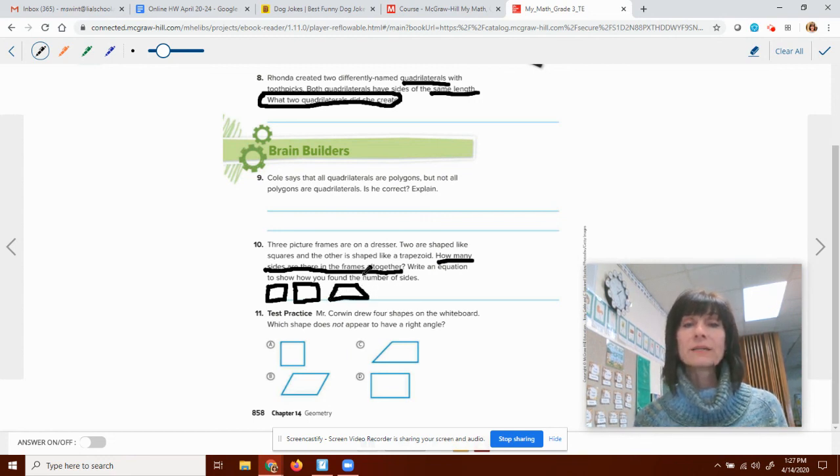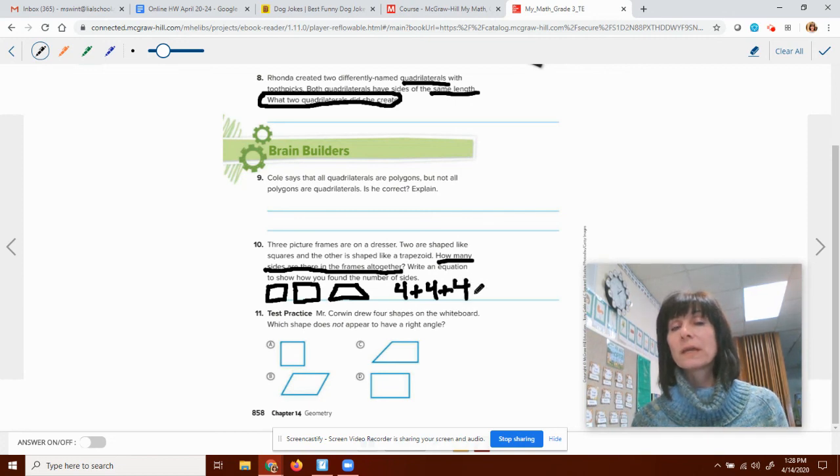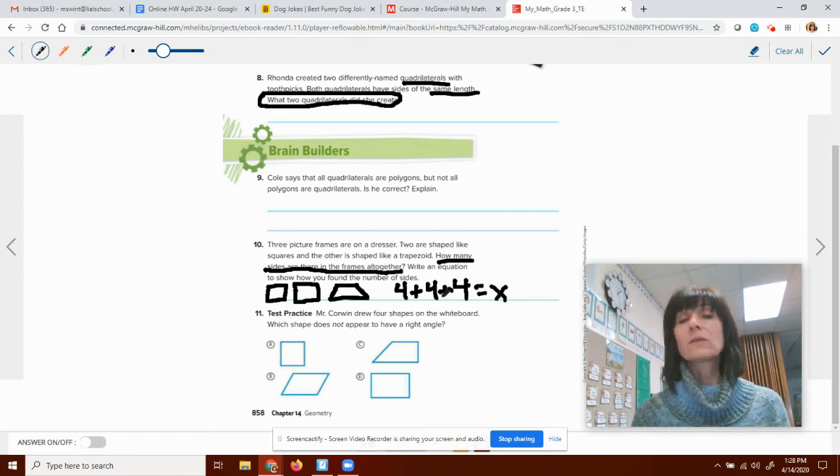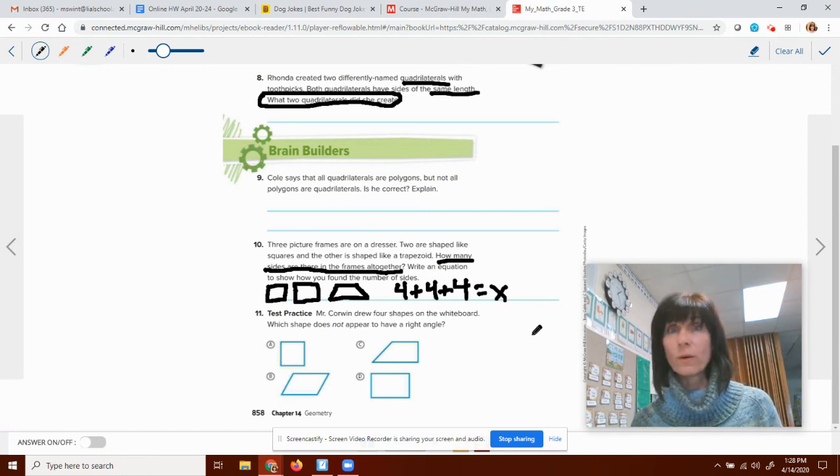How many sides are there? 4 plus 4 plus 4. My equation would simply look like that: 4 plus 4 plus 4. You could have also written this equation another way. Instead of using repeated addition, I could have said 4 times 3. Either way, your answer, the number of sides, would have been 12.